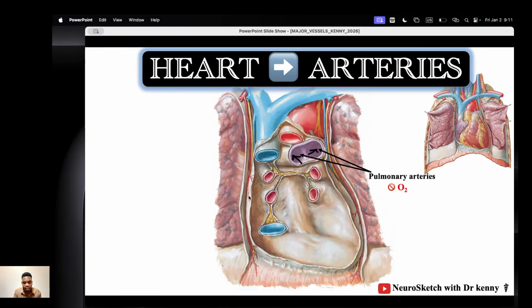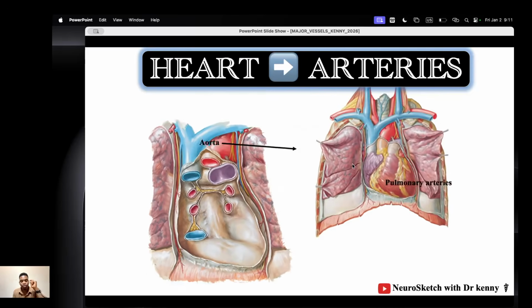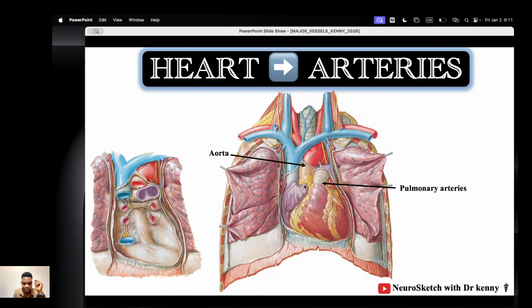Two on the right side, two on the left side, or two are superior, two are inferior, four of them. But we only have two pulmonary arteries, one on the right and one on the left. What's another artery that is coming from the heart? This one is called aorta. So far we have seen this is aorta, coming from the heart and supplying this part of it.